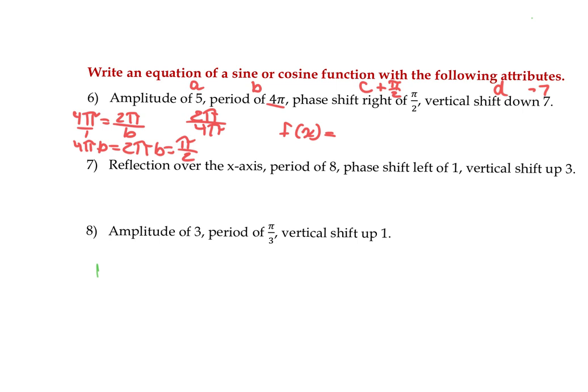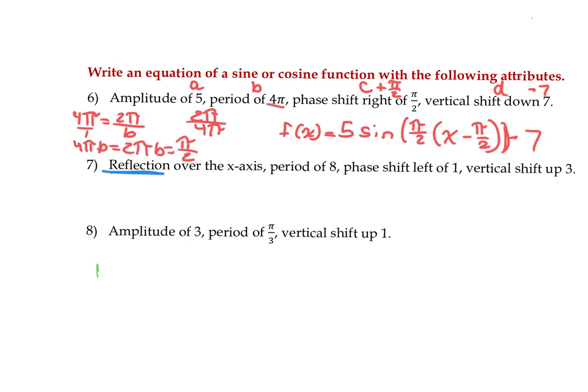So now f of x equals, it says sine or cosine. I'm going to start with sine. It doesn't really matter. My a value is 5, and then sine. And my b value I just found as pi over 2, and then x minus pi over 2, which is my phase shift, and then down 7. So there's my equation.